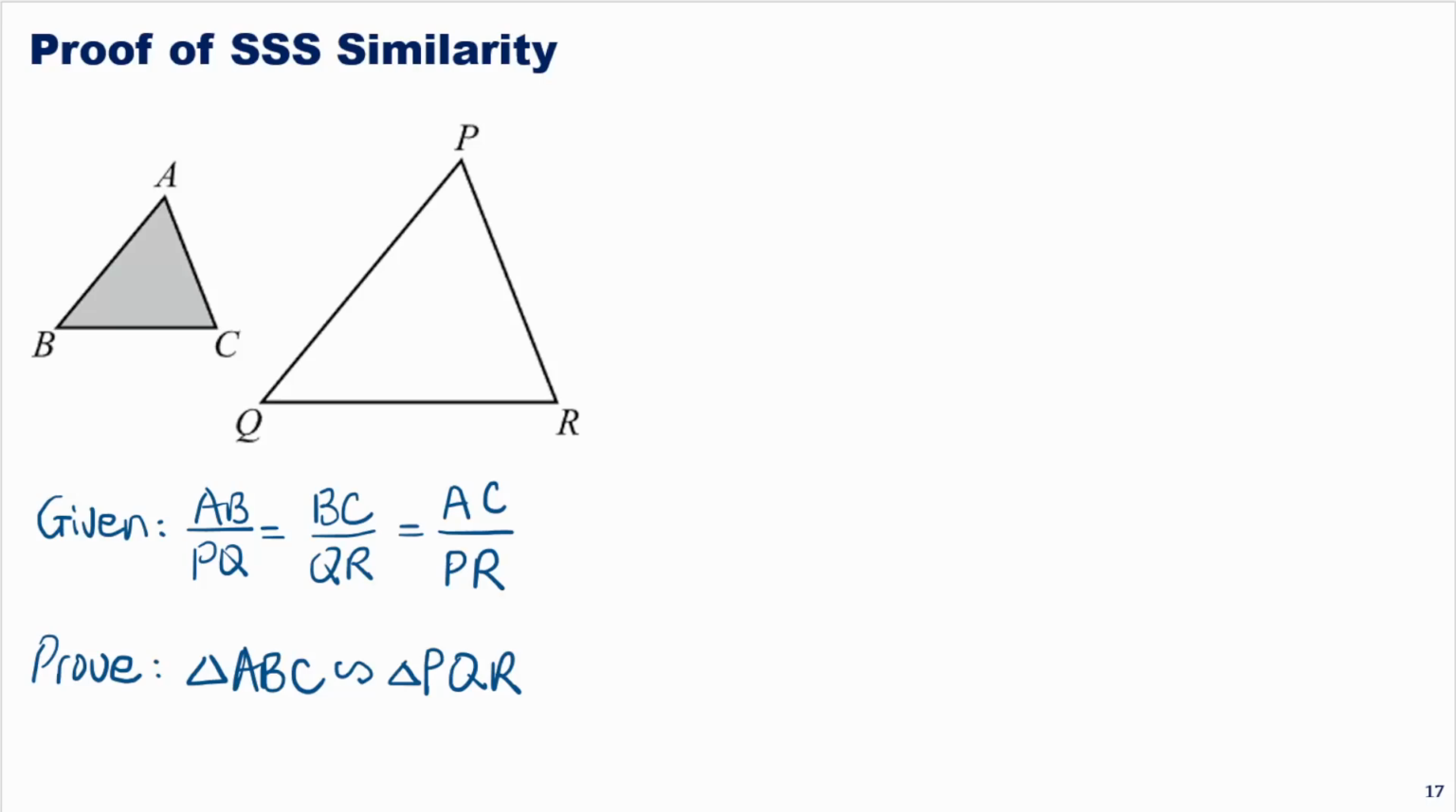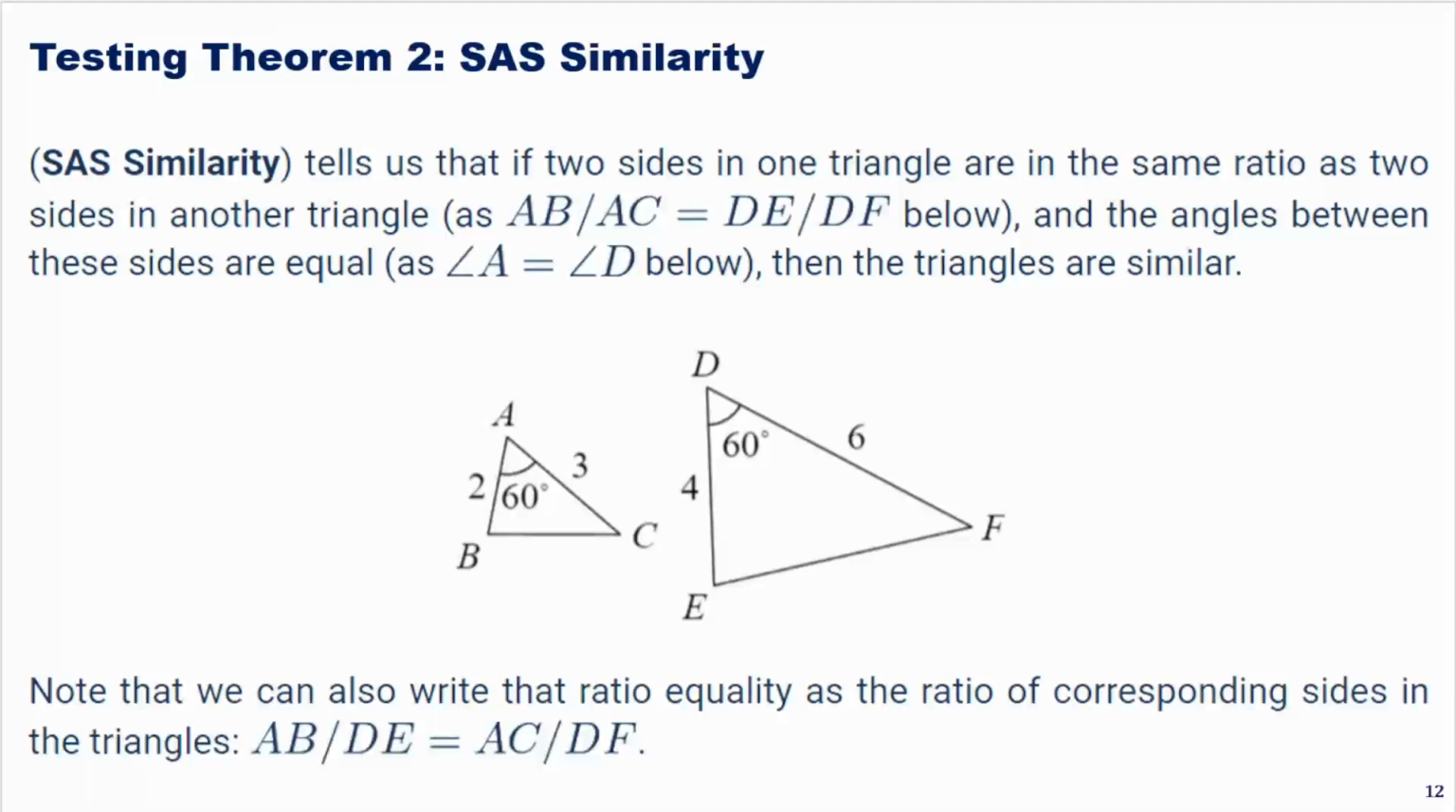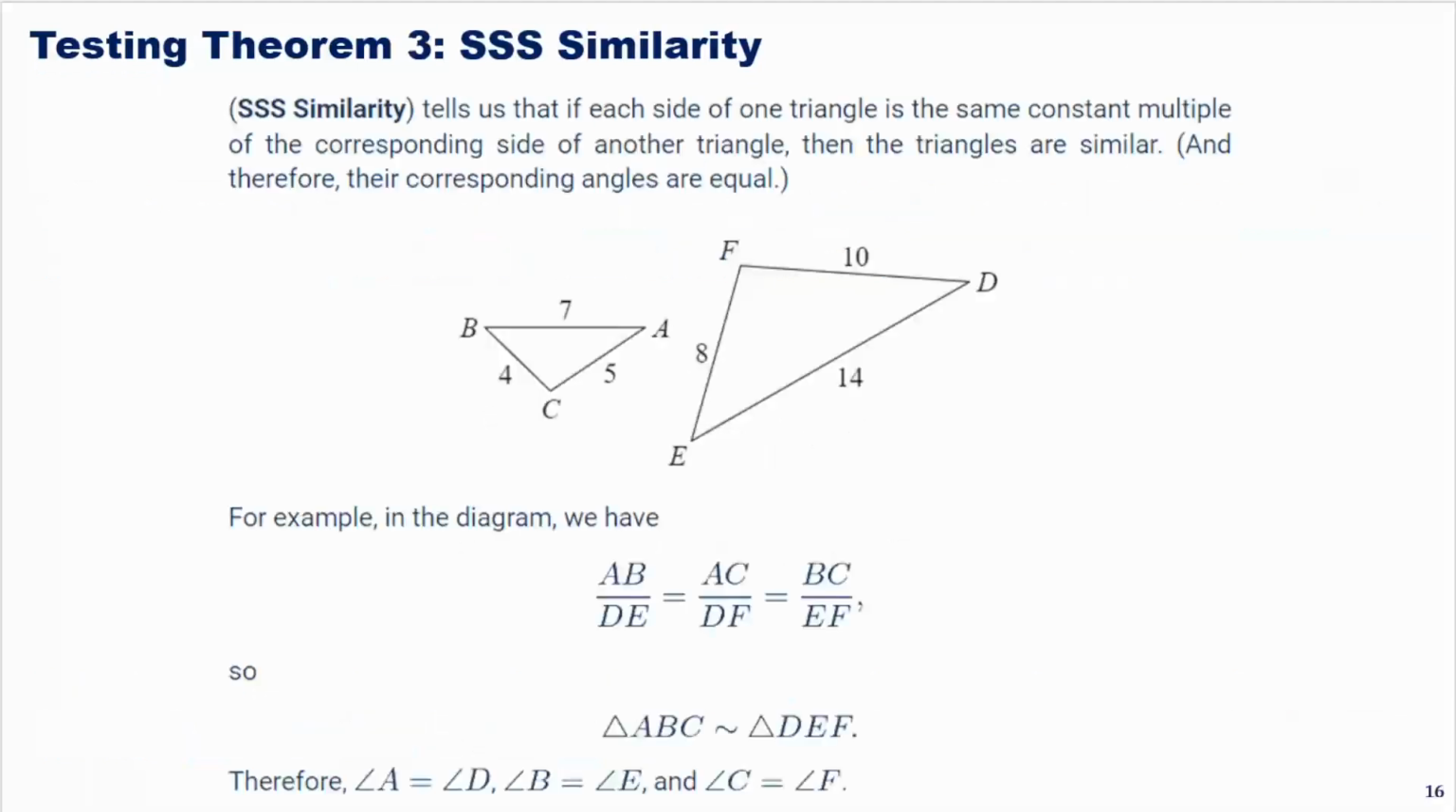So let's make a summary here. If you want to determine if two triangles are similar, then you could use AA similarity or SAS similarity or SSS similarity. There are 3 testing theorems you can use, right? Are you clear?